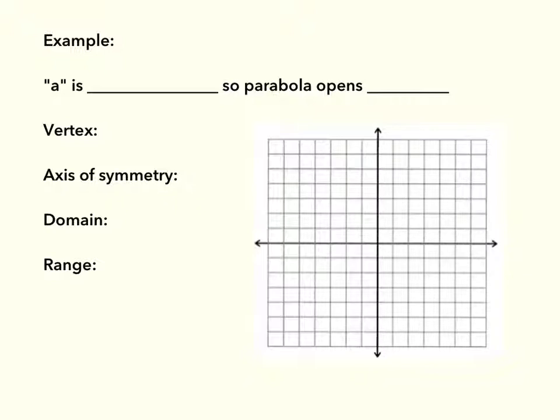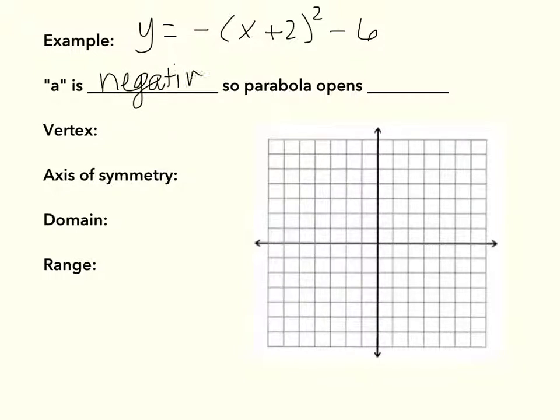So let's look at this example that you have on your paper, which is y equals negative (x plus 2) squared minus 6. And in this case, your a is 1. If there's nothing there, it's like there's a 1. So our a is negative 1, so it's a negative number. Now because it's y equals, we know it's going to open either up or down, and then the negative tells us that it opens down.